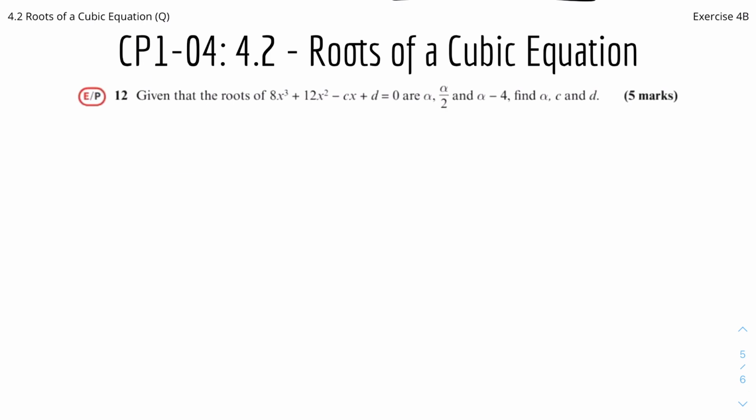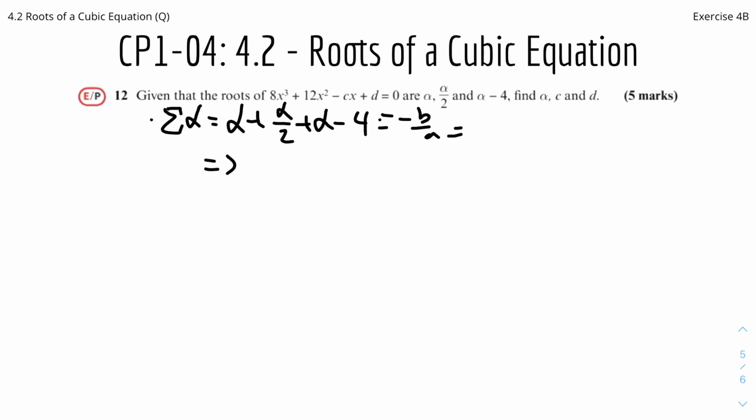And lastly, the last question: given that the roots of 8x cubed plus 12x squared minus cx plus d equals 0 are alpha, alpha over 2, and alpha minus 4, find alpha, c, and d. So it's similar to the question just now, so we'll first find the sum of the roots. So the sum of the roots, the sum of alpha, equals alpha plus alpha over 2 plus alpha minus 4, which equals minus b over a, like so.